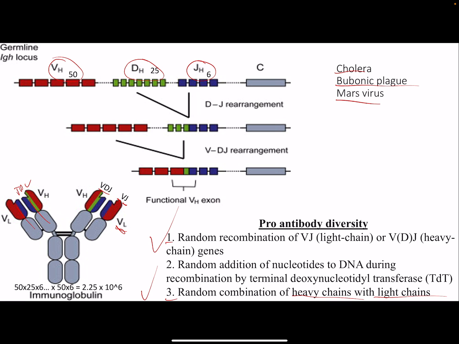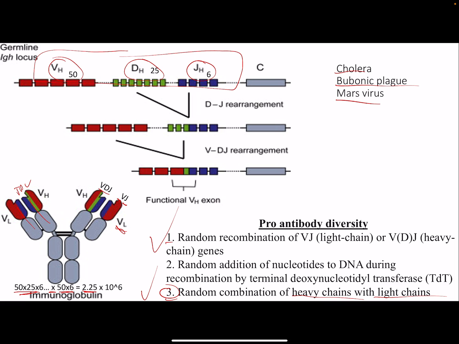And so if you think about the numbers then, for the heavy chain, that's 50 times 25 times 6 possibilities. And the light chain is going to be 50 times 6. And we're going to multiply them together because that's our rule number 3. And that's like 2.25 million. So it's 2.25 million different possible antibodies you could generate from the VDJ recombination of this.